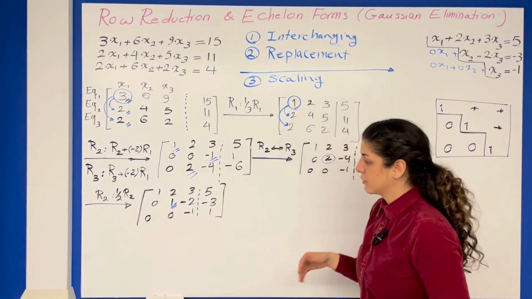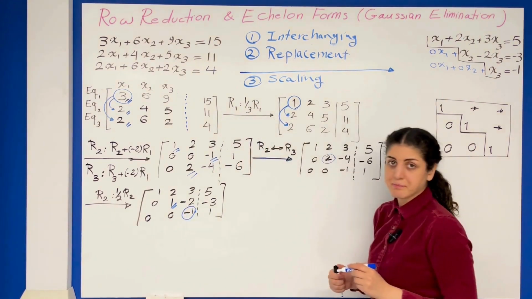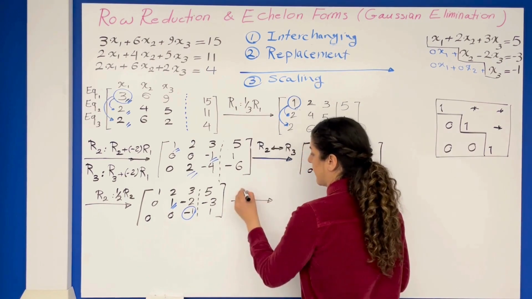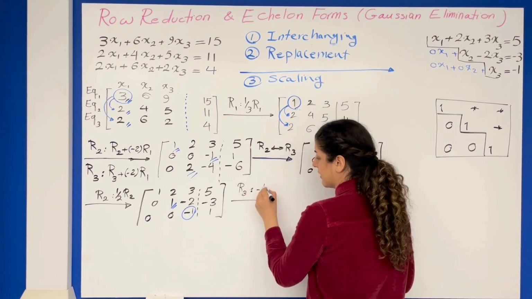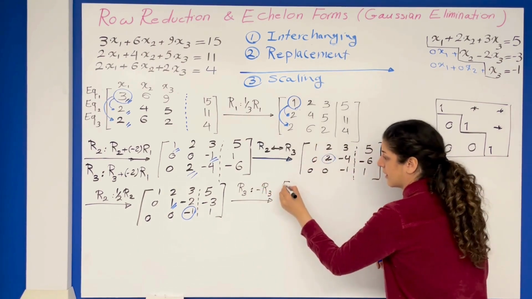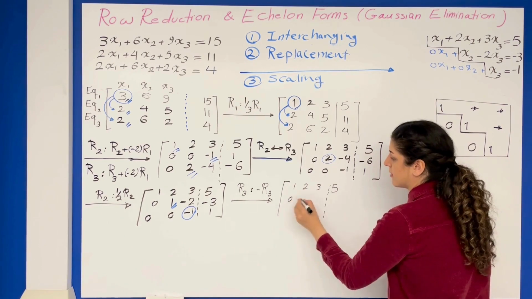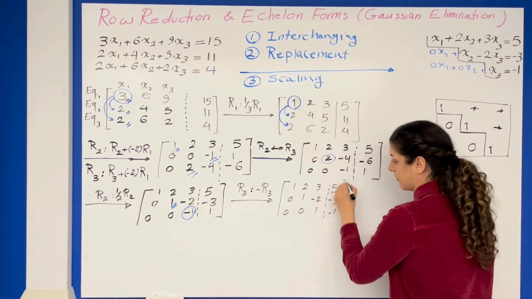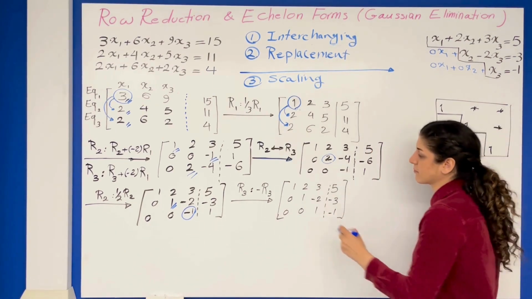Okay, move to the next row. The leading entry is going to be negative 1. I'm going to just normalize it. So I have row 3 being scaled by negative 1. So I get 1, 2, 3, 5. 0, 1, negative 2, negative 3. 0, 0, 1, negative 1. All right, now look at this matrix.